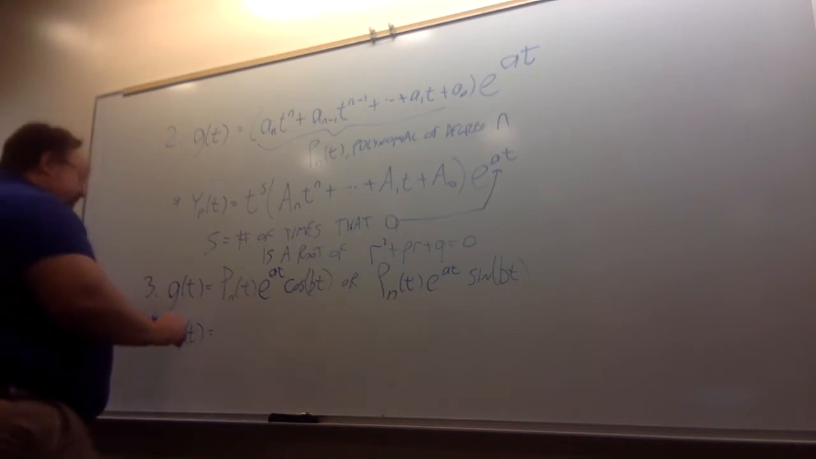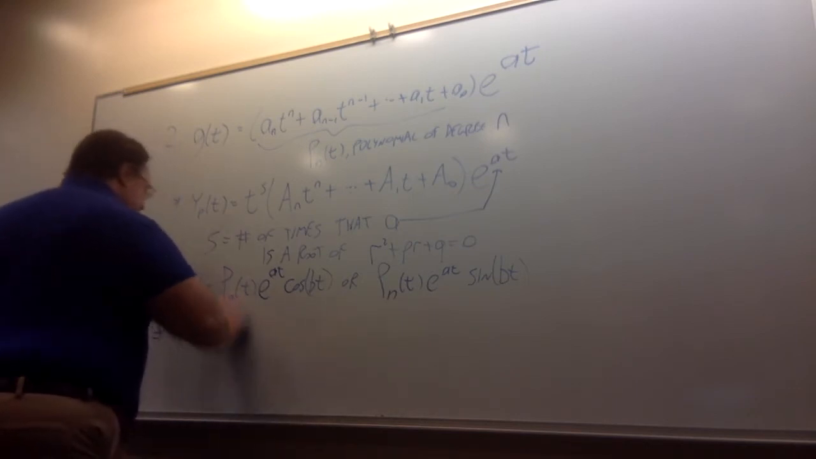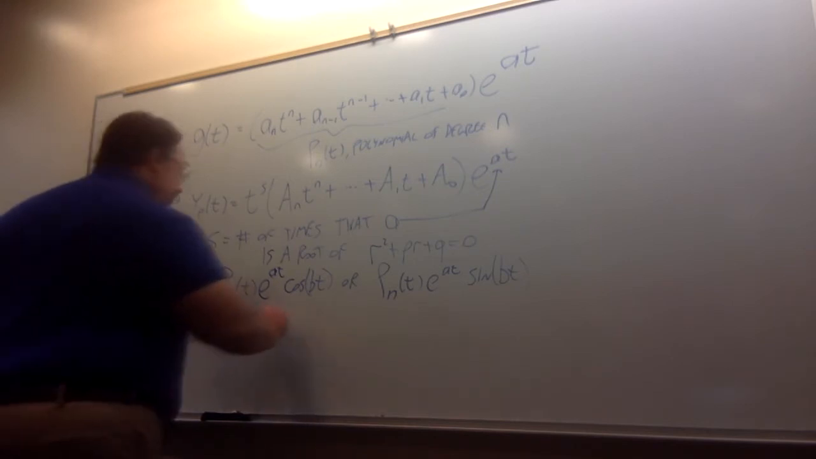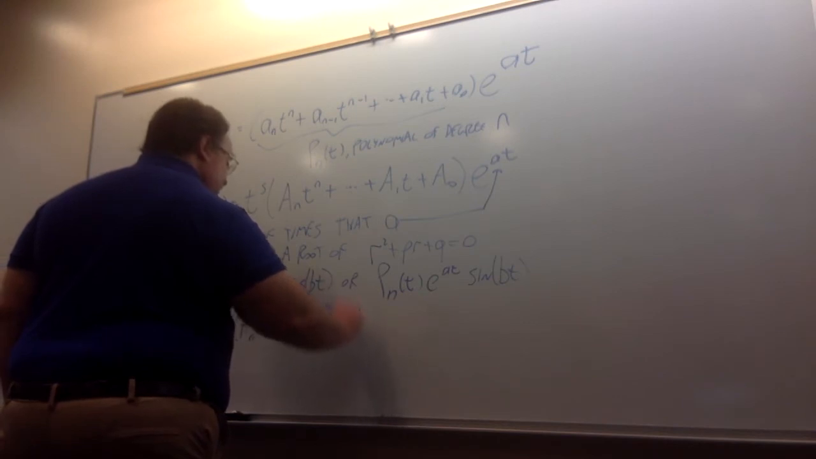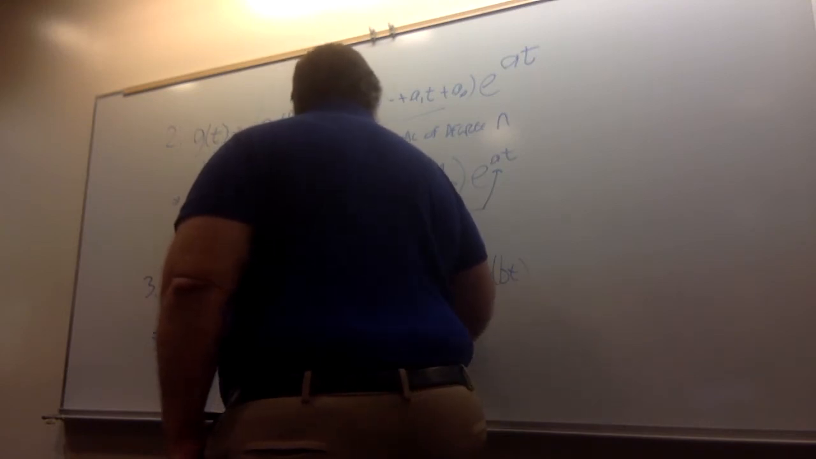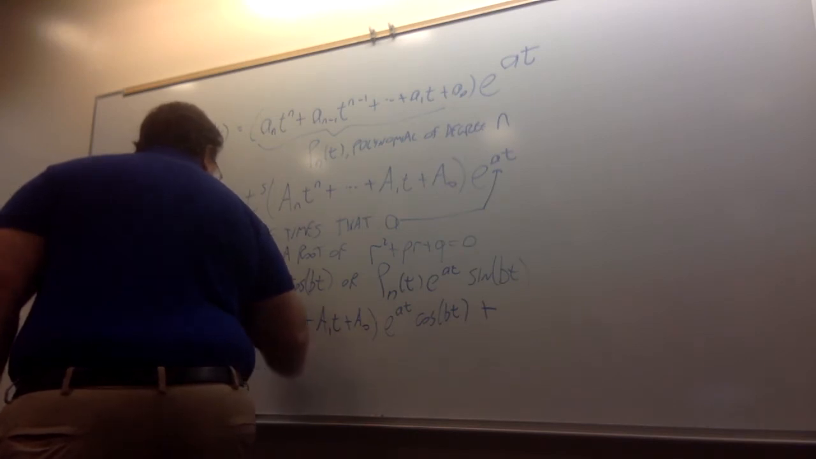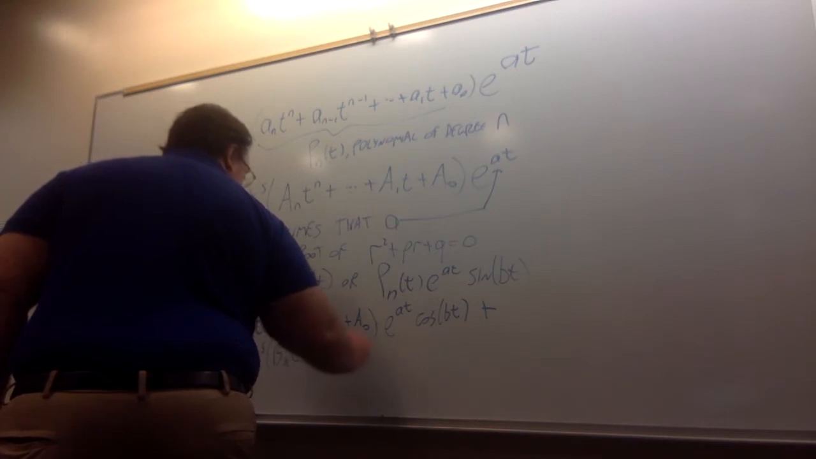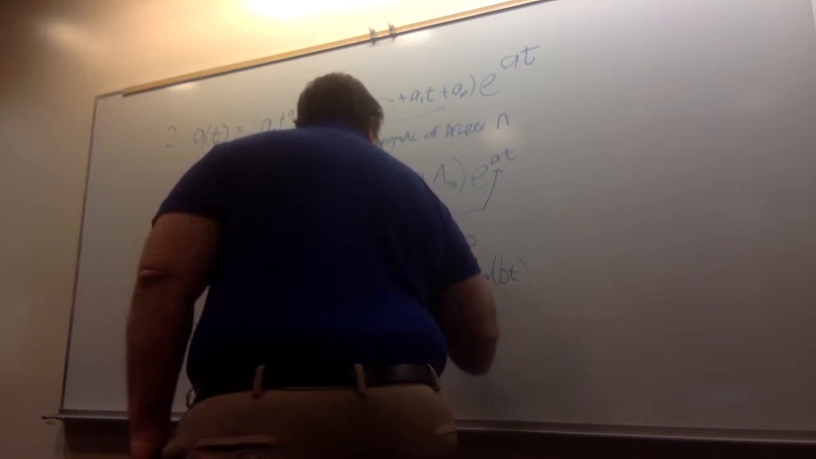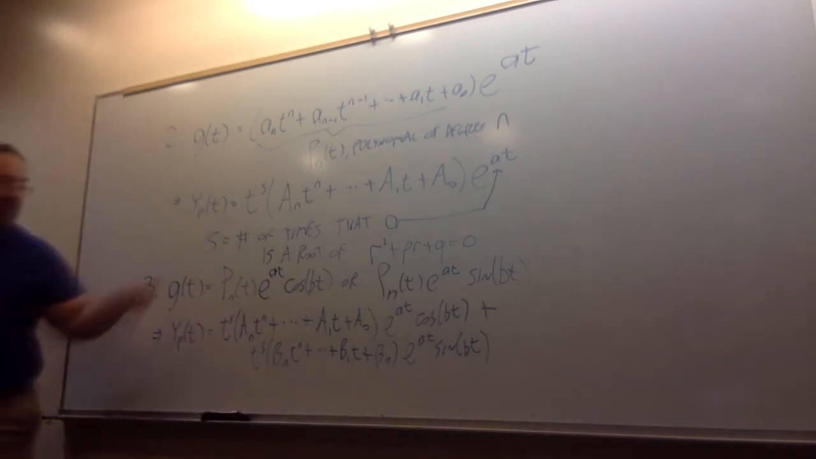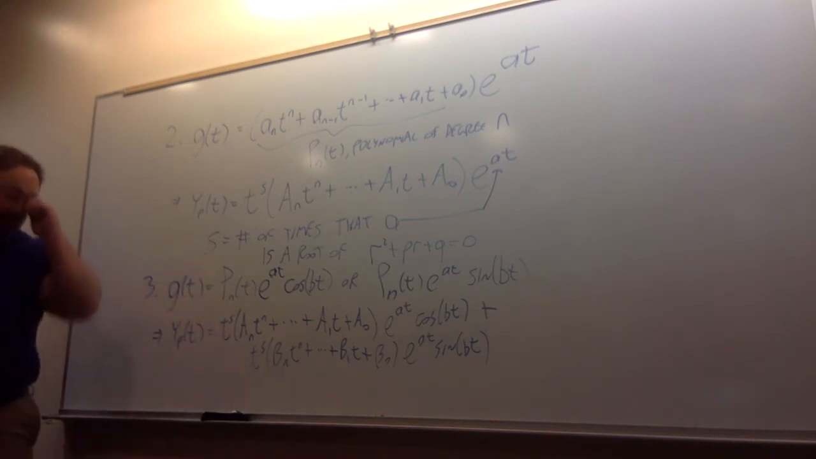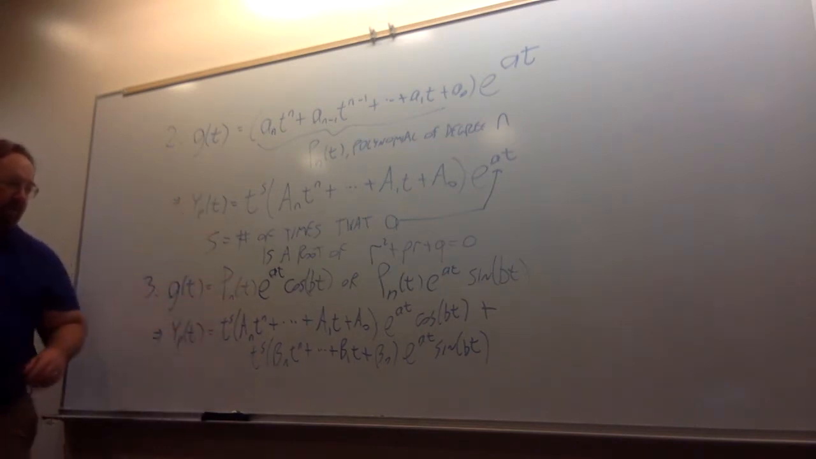your particular solution is, first, something similar to the other cases: some unknown polynomial of degree n times e to the at cosine bt, with the same t to the s, and then another unknown polynomial of degree n, using capital B's for this case, times e to the at sine bt. So if your g has either a cosine or a sine in it, your particular solution has to allow for both. You could have one term like before but with a cosine, and then another term like before but with a sine.